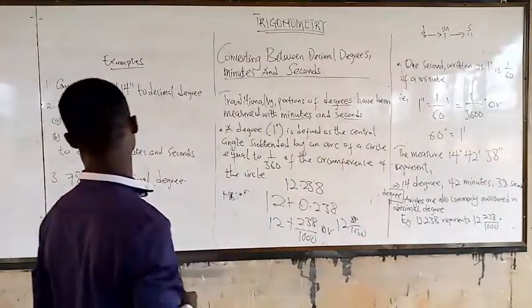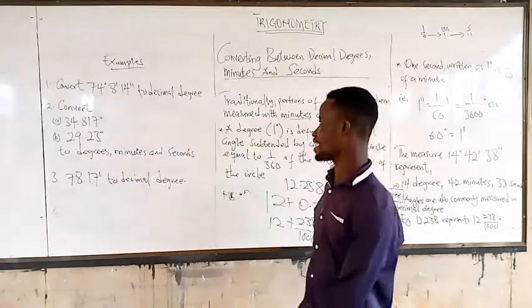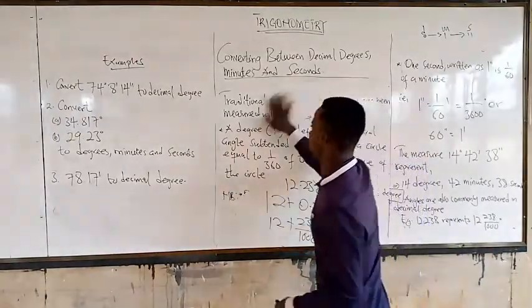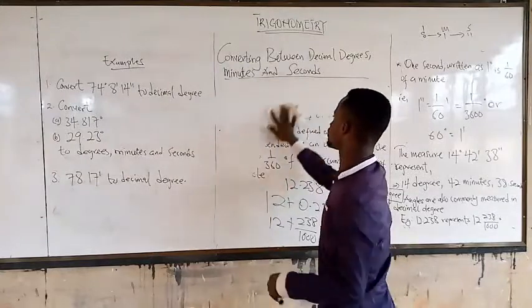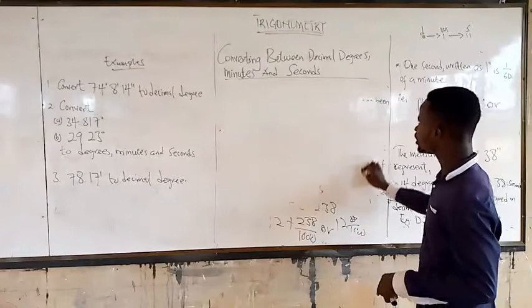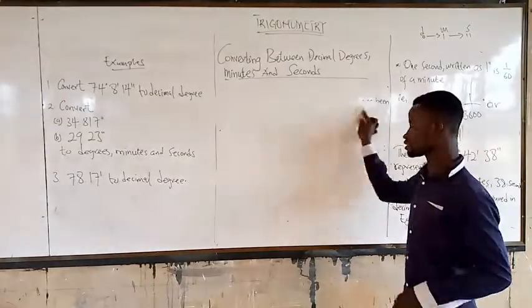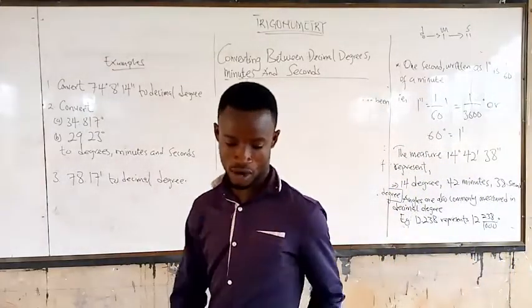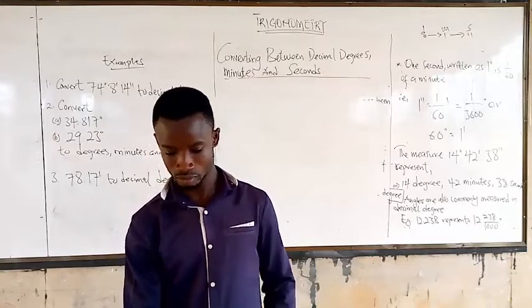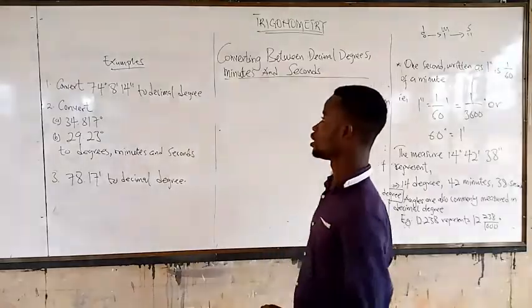Good. So let's look at these examples and see how we are going to work on it. And don't forget, after that, I'll give you a trial work for you to go and exercise your hands on it. So that is converting between decimal degrees, minutes, and seconds. Alright. So which one is our first question? Okay.